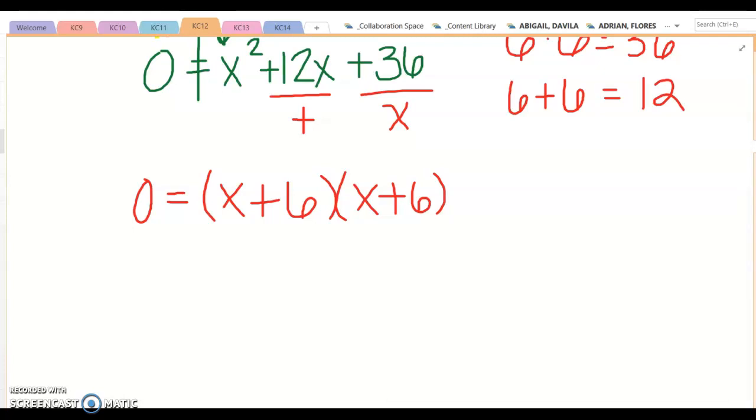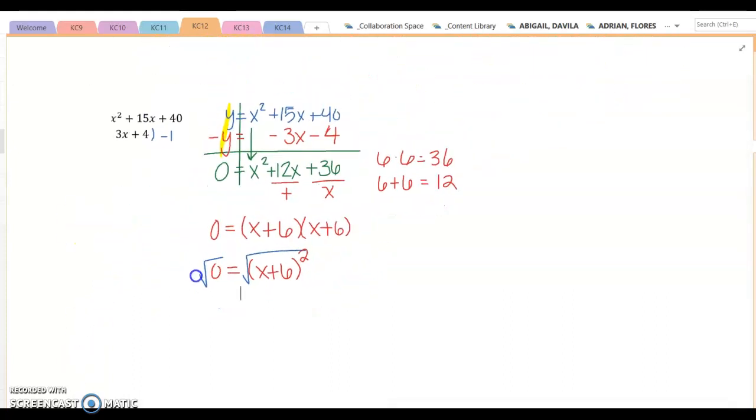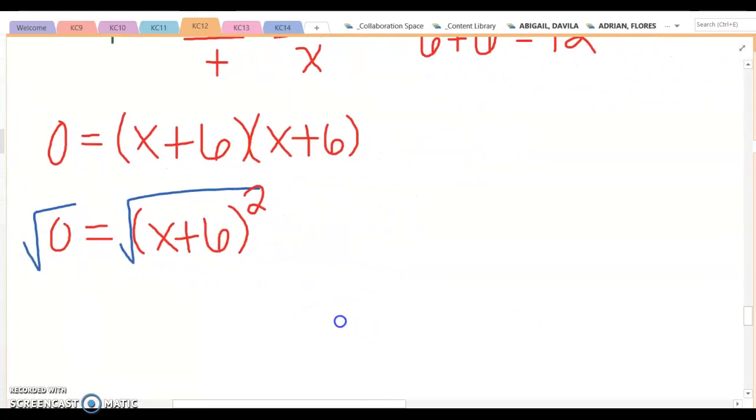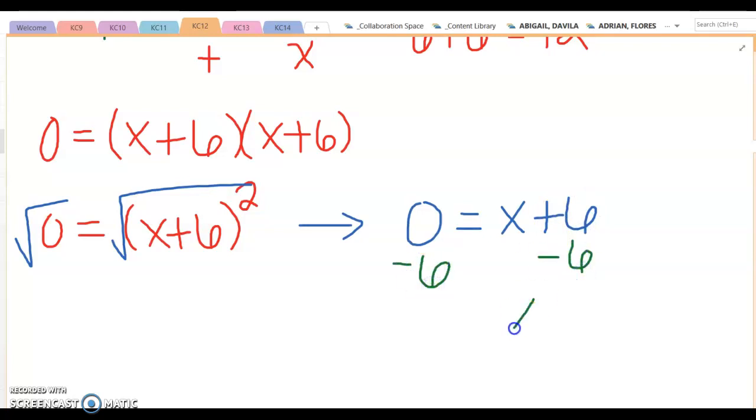Right, so then we can write this instead as x plus 6 squared, and then we're going to go through and solve. So we take the square root of both sides because we need to do the opposite operation of squared. So the opposite operation of squared is a square root. So the square root of 0 is just 0, and then the square root of x plus 6 squared is just x plus 6, and then we need to go through and solve it. So we're just going to subtract 6 from both sides, and that gives us x equals negative 6.